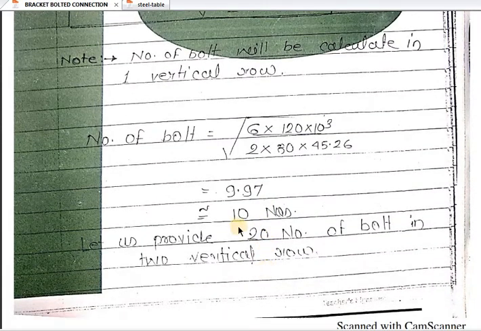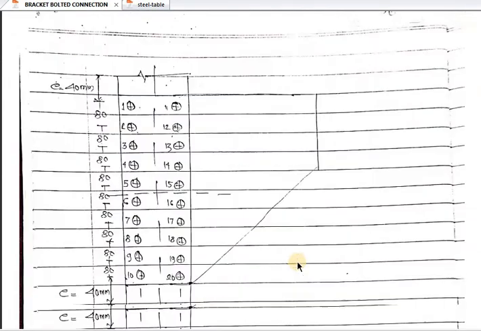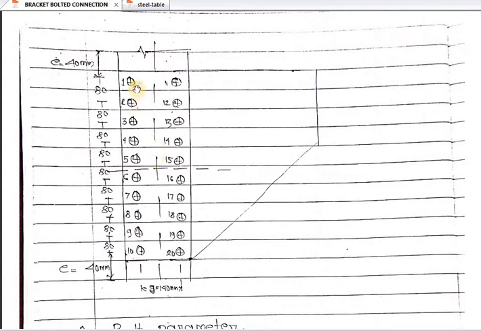So let us provide the number of bolts in one row. Already we have stated that this number of bolts will be along one row. So the total number of bolts will be double this. So 10 into 2, that means along one row we will provide 10 bolts. On the other row, symmetrically, we will provide 10 bolts. So a total of 20 bolts we will provide in the two vertical rows. So 1, 2, 3, 4, 5, 6, 7, 8, 9, 10 in one row, and again 11 to 20 in the other row.